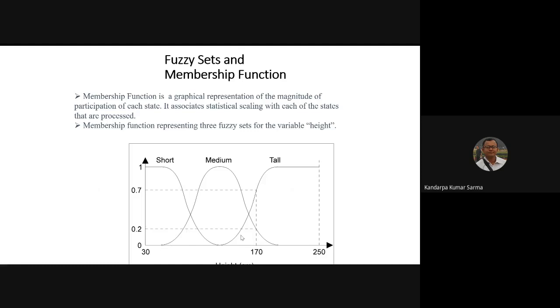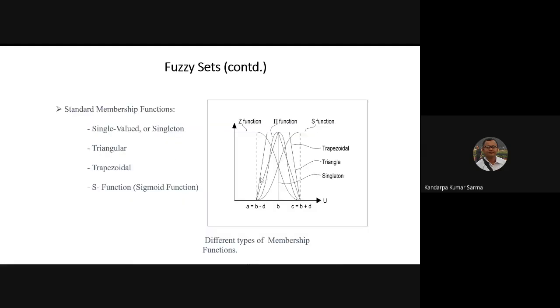Then from 60 to about 180, we can represent that to be a medium one. So there is a gradual distribution. And then beyond some 170, all the rest up to 250 cm, we can call tall. These three distributions have a statistical function representing the values very clearly. For fuzzy sets, there are standard membership functions. Those are single valued or singleton, triangular, trapezoidal, or sigmoidal functions, as shown here in this slide.